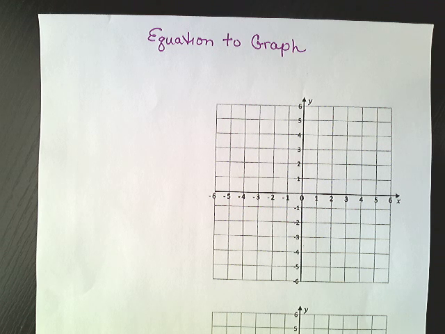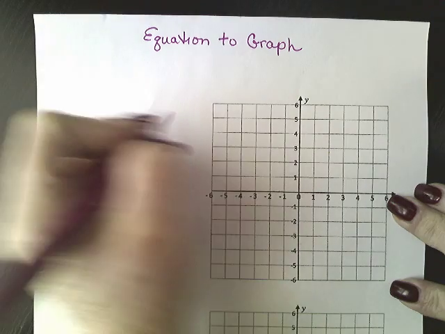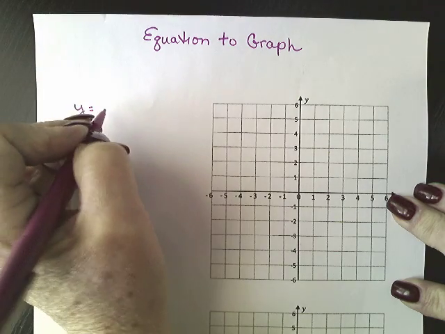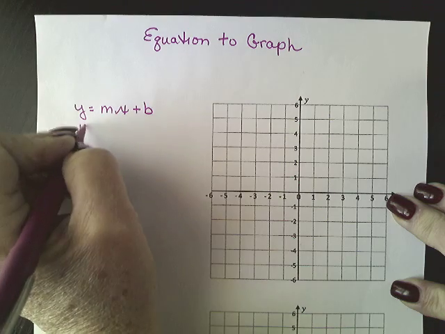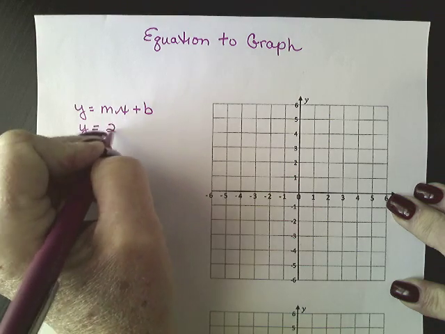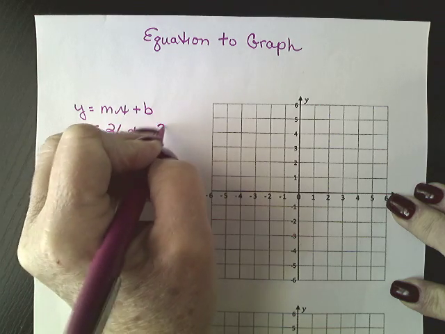Okay, today we're going to go in the opposite direction. We already did graph to equation. Now we are going to do equation to graph. So the first one, we'll say our equation is y equals mx plus b. y is equal to 2/3 x minus 3.